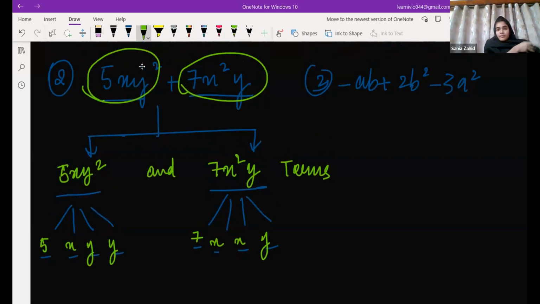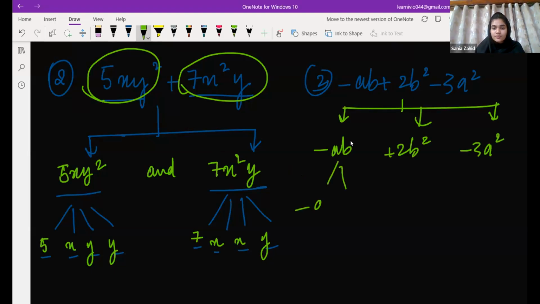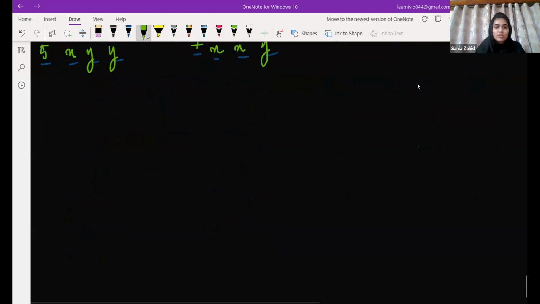Yes, ma'am. The terms are minus AB. There are three terms. So minus AB, 2B square, and minus 3A square. Second, then the factors are minus A and B, and the factors of 2B square are 2, B, and again B. And for the minus 3A square are minus 3, A, and again A. Very good. Now, do you understand, both of you? Razan, do you understand it now? Yes, ma'am. Okay, so just do one more question.